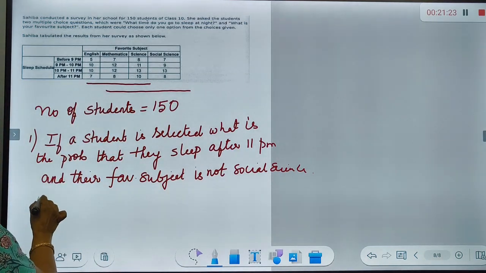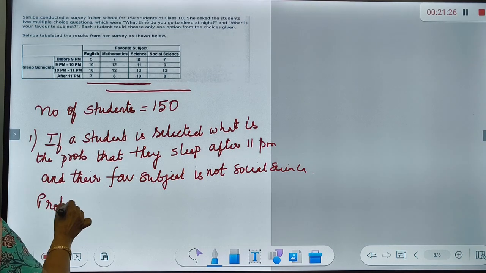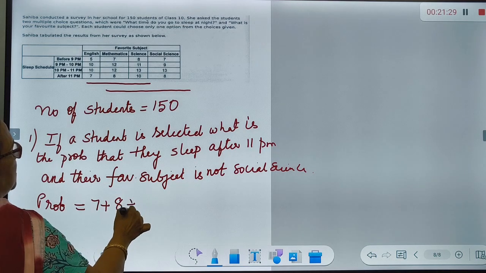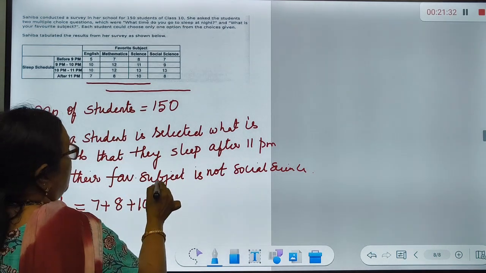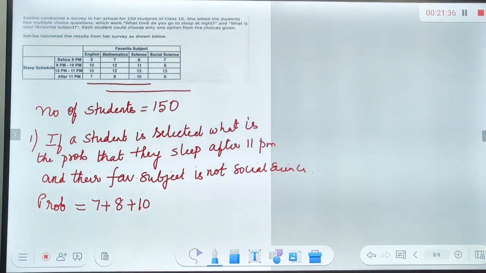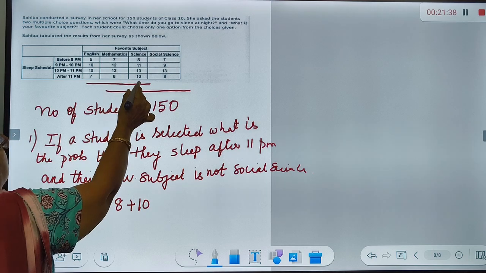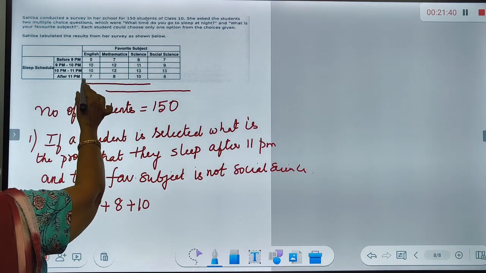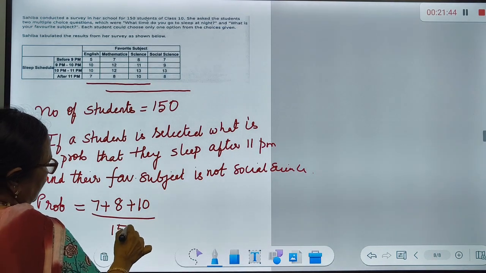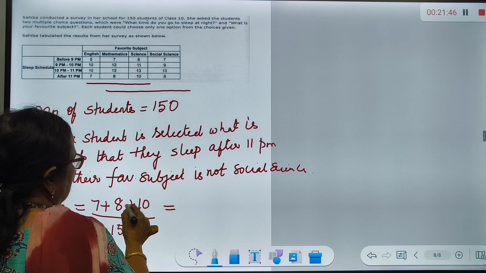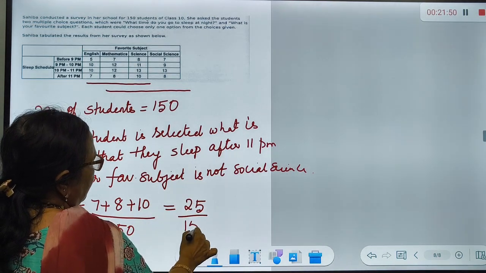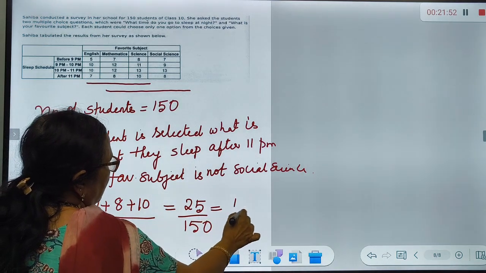So the number of students are how many? 7 plus 8 plus 10. And one more thing is given, that their favorite subject is not social science. So it can only be English, Maths and Science, and after 11 p.m. So 7 plus 8 plus 10 out of 150. 7 plus 8 is 15, plus 10, 25 out of 150, which is 1 by 6.